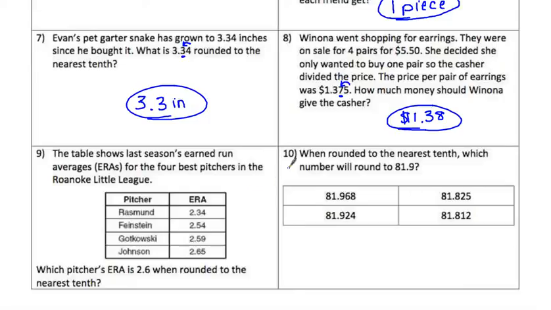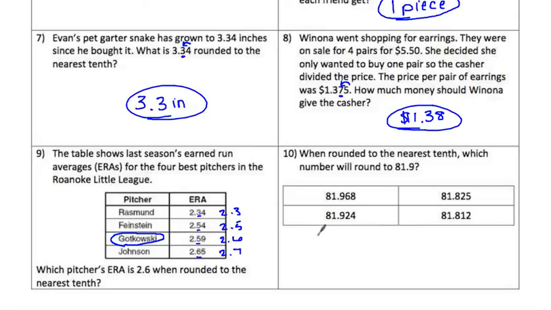Number 9, the table shows last season's earned run averages, ERAs, for the 4 best pitchers in Roanoke Little League. Which pitcher's ERA is 2.6 when rounded to the nearest 10th? So I have to round these all to the nearest 10th. The 4 does not round the 3, so this is just 2.3. This one, the 4 does not round the 5, so this one's 2.5. This one, the 9 rounds the 5 up because it's 5 or above, so this becomes 2.6. And this one, the 5 rounds the 6 up, so it becomes 2.7. So which one is 2.6? This guy right here.